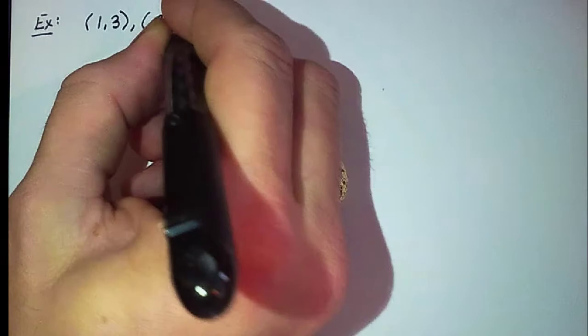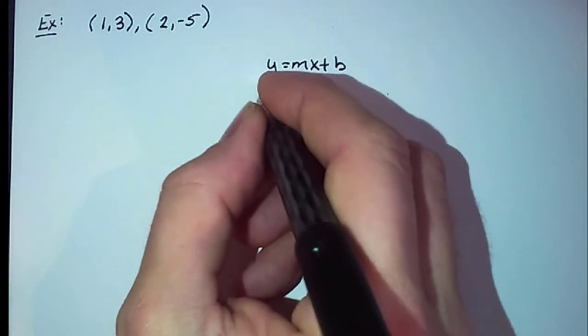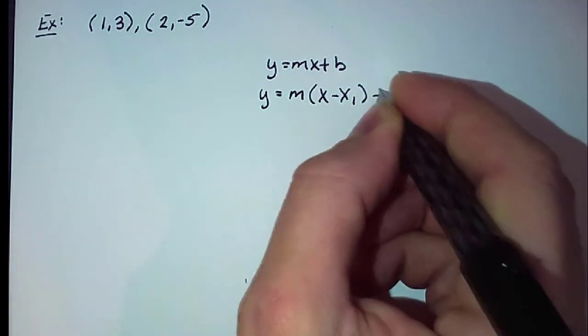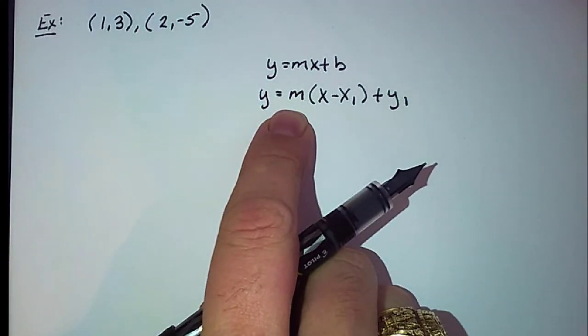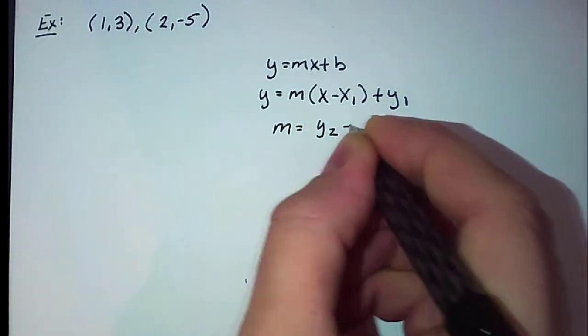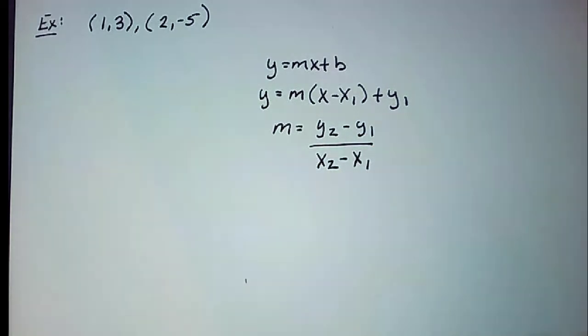Okay, the next example is going to be given 2 points, (1, 3) and (2, -5). Now, remember, I want y equals mx plus b, and I get that with the formula y equals m times x minus x1 plus y1. Well, my problem here is I don't have an m. So, I need to find my m first. M is going to be equal to y2 minus y1 over x2 minus x1. And then I can just plug in.